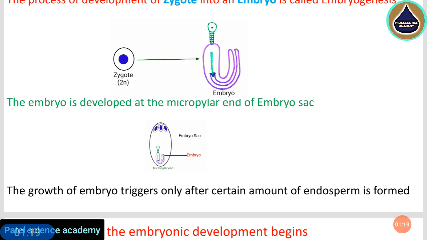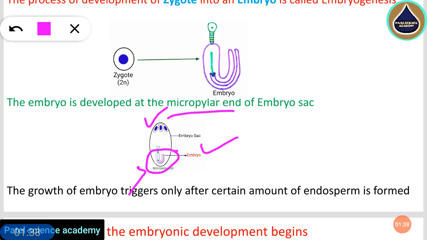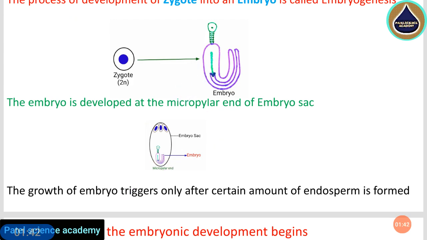The embryo is developed at the micropylar end of the embryo sac. So this is an important thing. This embryo develops towards the micropylar end. As you know, this is the embryo sac, and in this embryo sac, this is the chalazal region and this is the micropylar region. So you can see here, this embryo is developing towards the micropylar end. The growth of the embryo triggers after a certain amount of endosperm is formed.